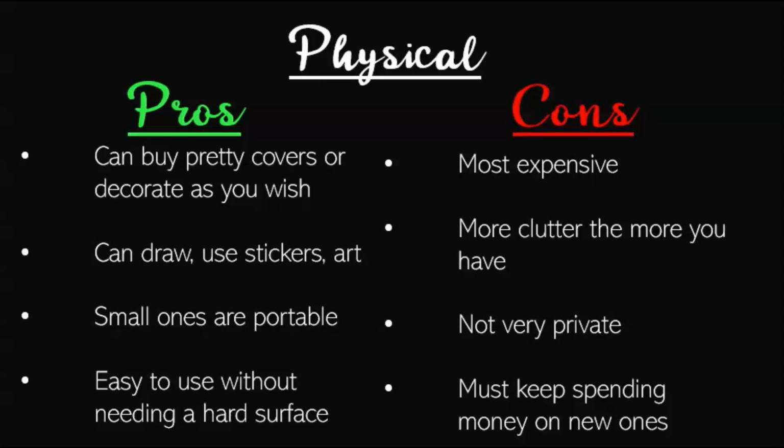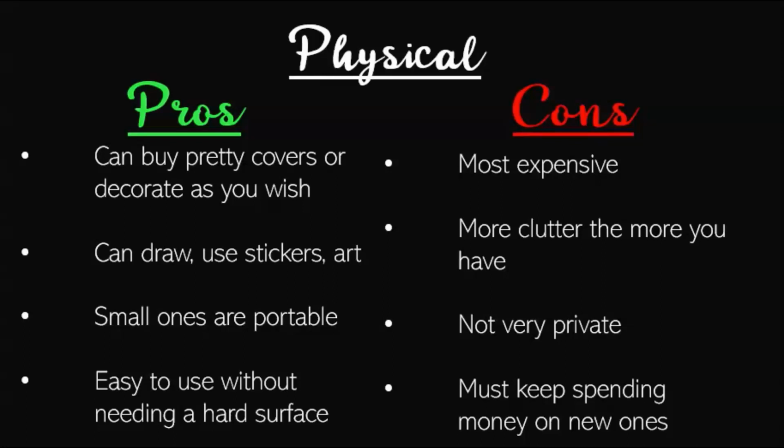So another pro of the physical is the small ones are portable. Like I said, if you buy one of those little 6x9s, those are a really popular size, easy to fit in your purse or backpack. They are easy to use without needing a hard surface. So the majority of these anyway will have a hard cover. And those are the expensive ones, but those are the best ones because you can use them anywhere. You can be riding in a car, you can be in bed, you can be on your couch, and no matter where you take it, it's got the hard surface. So it's very, very easy to use as far as that goes.